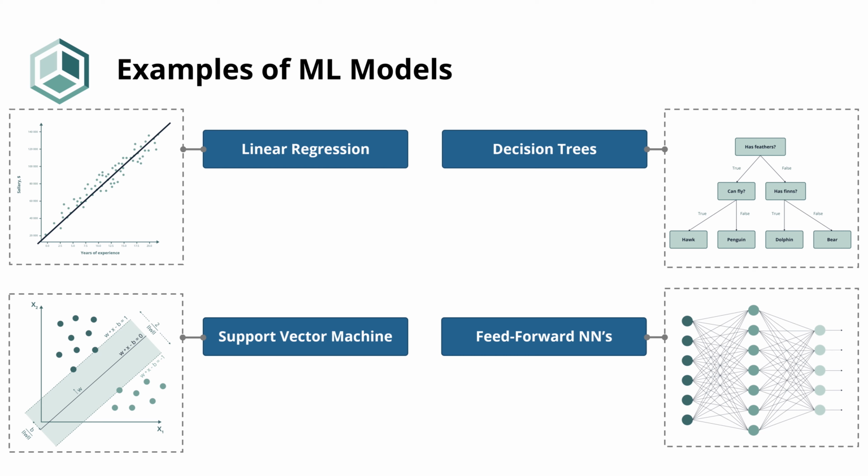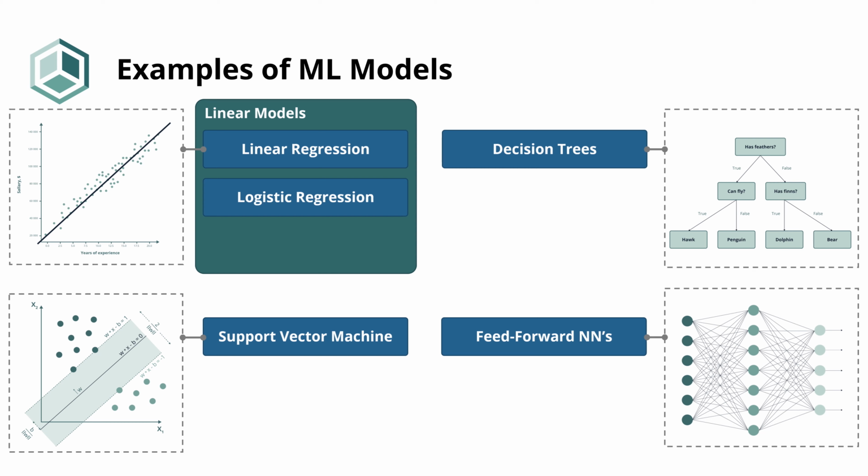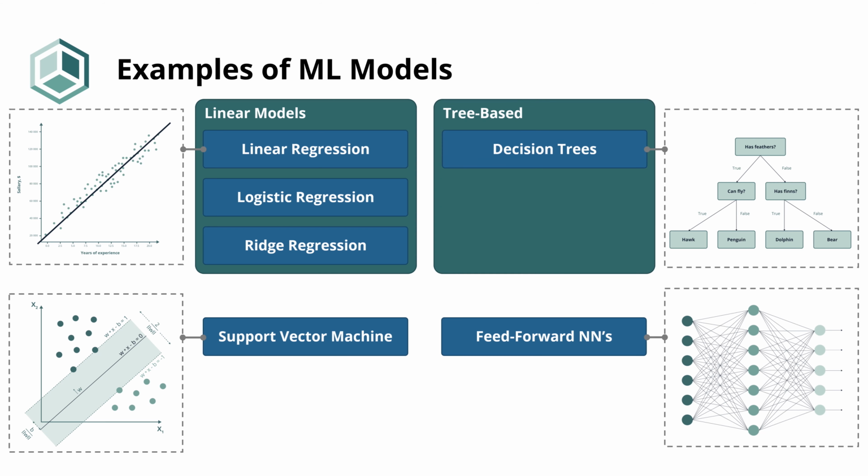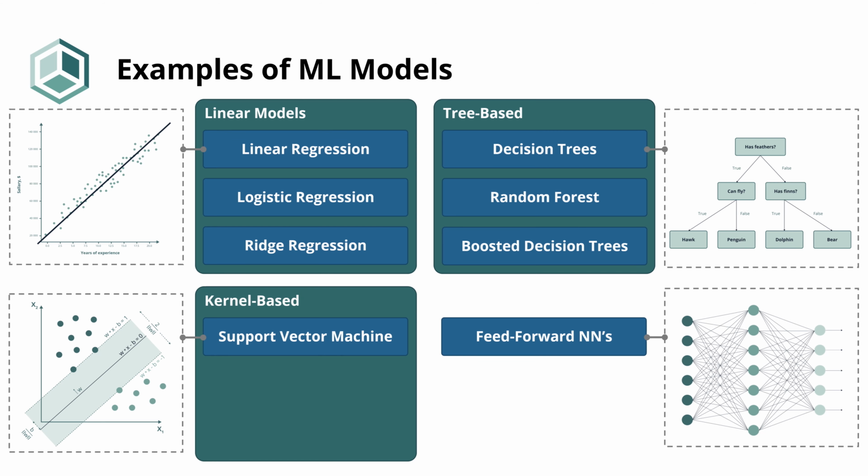In fact, each one of these four models is an example of its own model category. We have linear models, which also include models like logistic regression and ridge regression, all of which assume, in some sense, a linear relationship between the input variables and the output variable. Then we have tree-based models, which include random forest and boosted decision trees. These models are based on a process of construction of various kinds of decision trees and the use of them to compute their outputs. We have kernel-based models, which also include Gaussian processes.